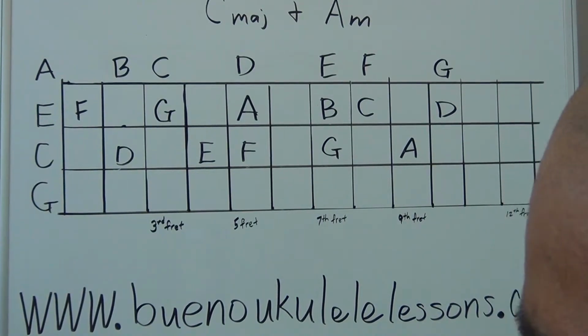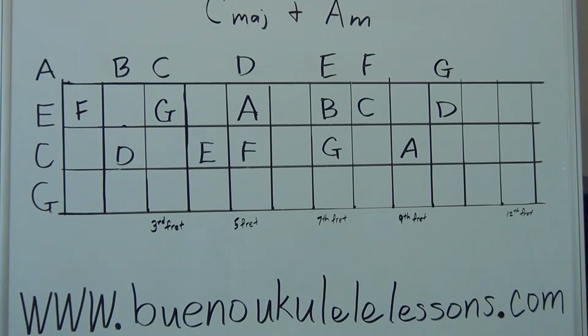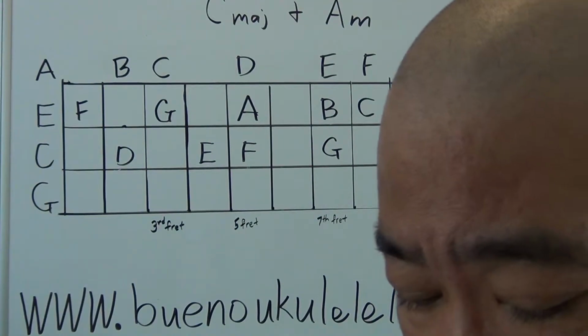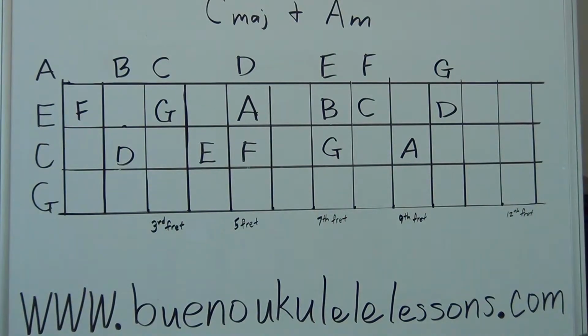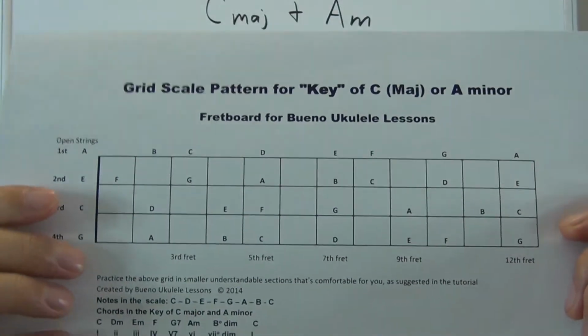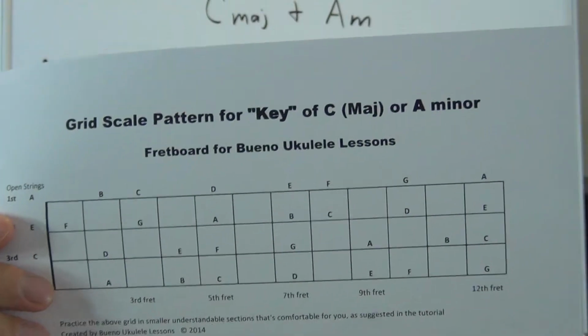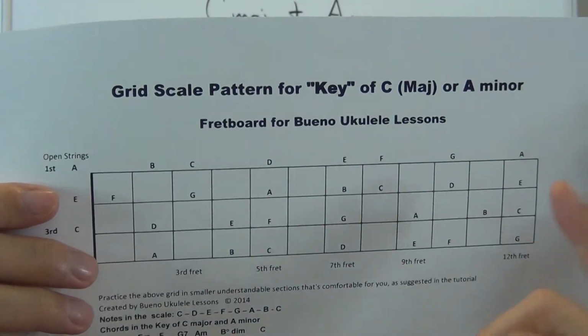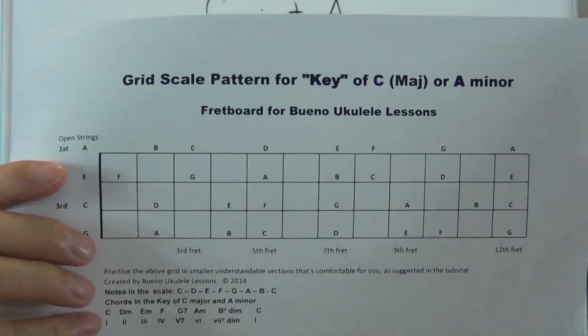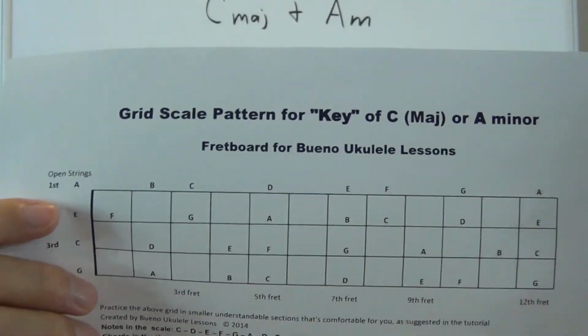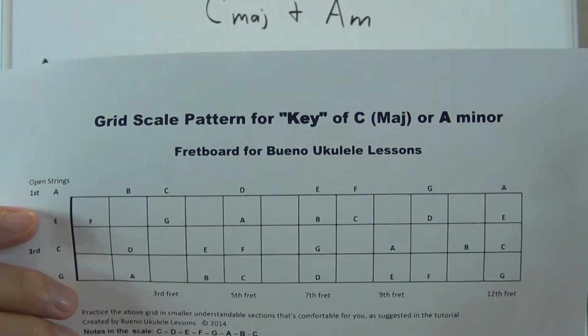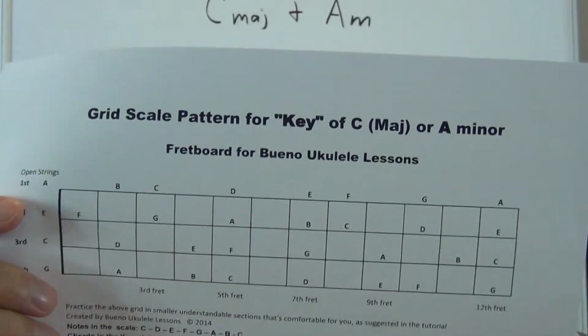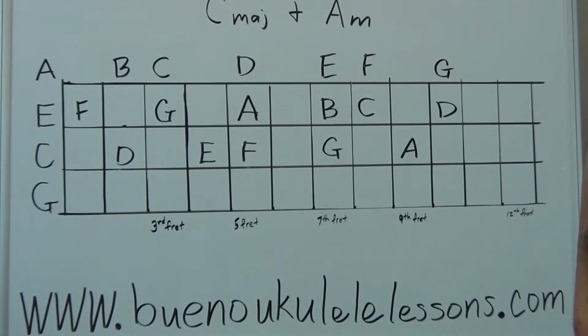Okay, so when I say that this is kind of an advanced lesson, this is the outcome, okay, of how you want to think. So when you think of the key of C major, you want to be able to think of all the possible notes that you can play in this key. Also A minor, they're both the same thing. So that's what you want to do. You want to think of all the possible notes that you can play on your fretboard. That in a nutshell is what this lesson is all about.